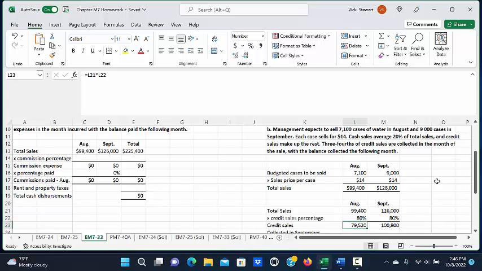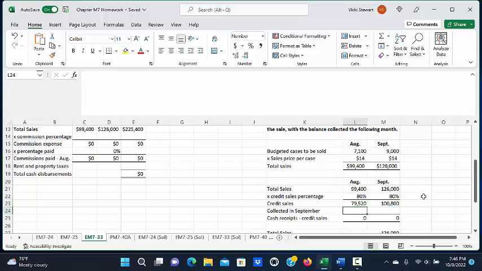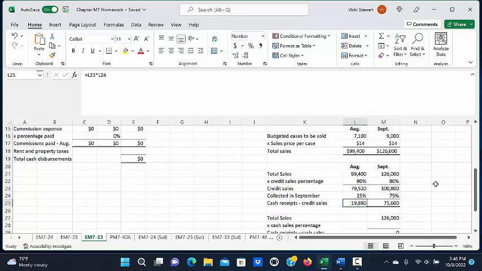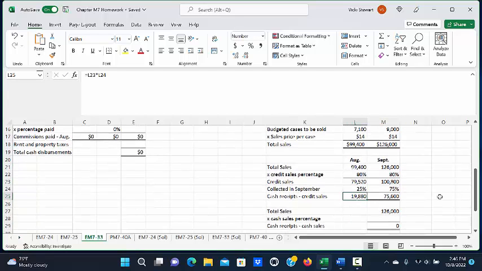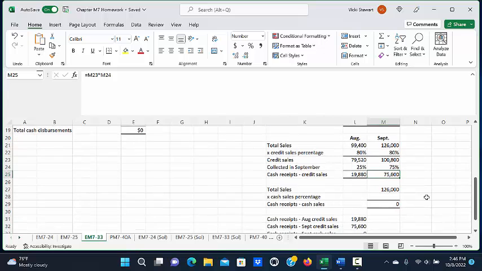So we are now in September. So for the August sales, we are going to collect 25% of the August sales in September, and we're going to collect 75% of the September credit sales in September. So that gives us the amount of cash receipts from credit sales for August and September that will be collected in September. The next thing we need to compute is the amount of the cash sales.